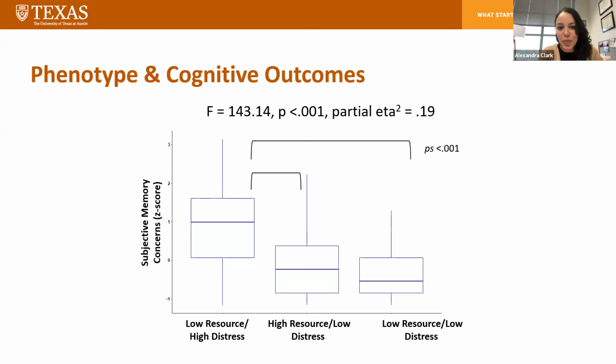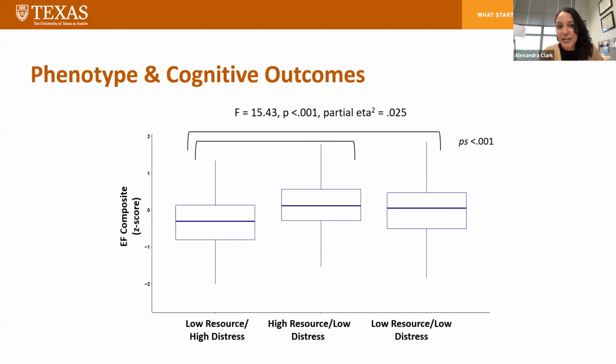What we've come to appreciate is, if you take a look at this slide here, that this low resource, high distress group has significantly worse memory or more subjective memory concerns compared to the high resource, low distress and low resource, low distress group, okay? So they seem to be an at-risk group, or a group that really is concerned about their subjective memory experiences. And interestingly, we don't see too much of a difference between those high resource, low distress groups and low resource, low distress group. Next slide, please.